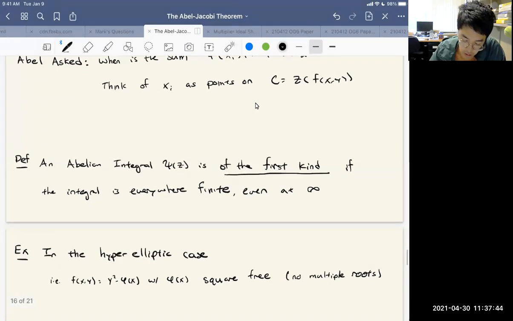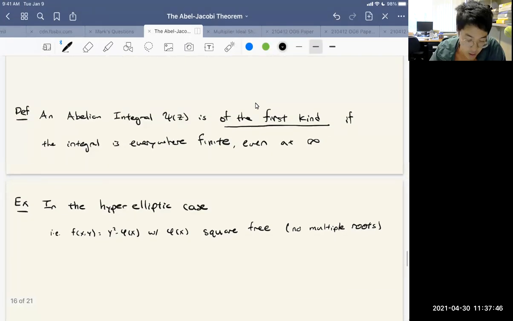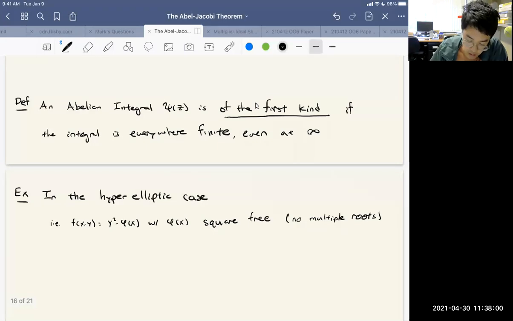So let me do the following example in the hyperelliptic case. Just to remind you, I'm looking at an equation f of x, y with y squared equal to phi of x, where phi is some square-free polynomial of degree b. And this gives me the equation, if you take differentials, dx over y is equal to 2 dy over phi prime of x.